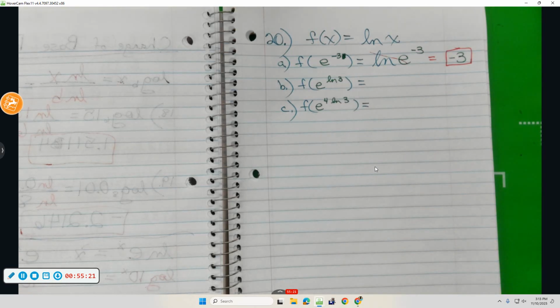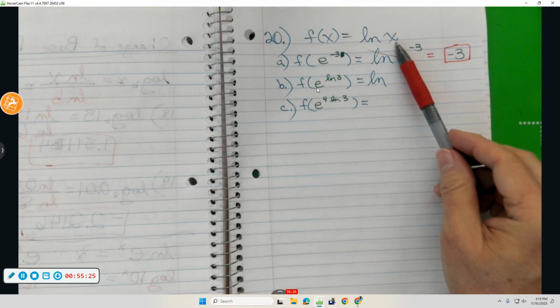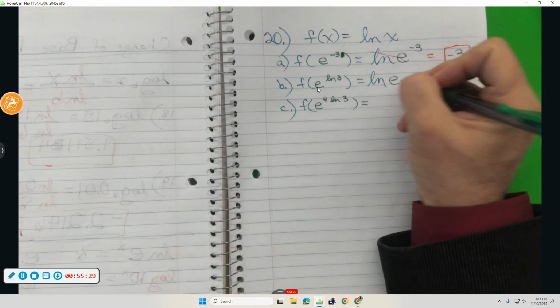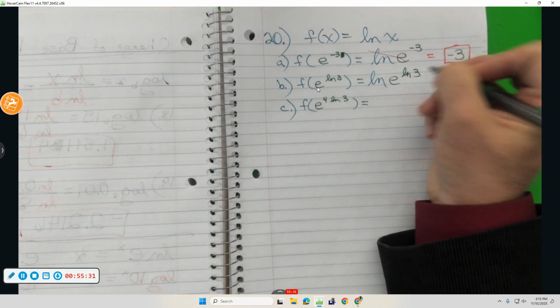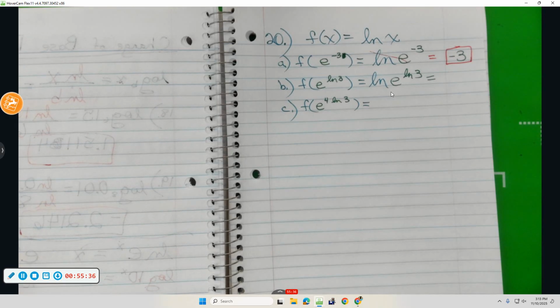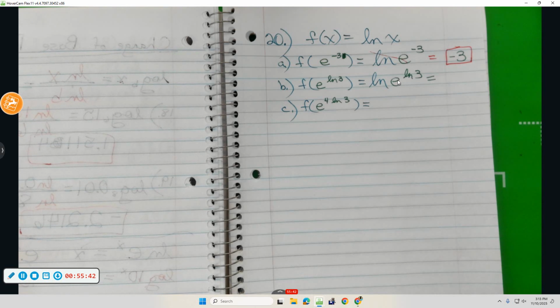So we have ln, and we're going to replace that x with an e to the ln3. Some people go into cancellation frenzies when they see e's and ln's together. The answer is not 3. The answer is not 3.